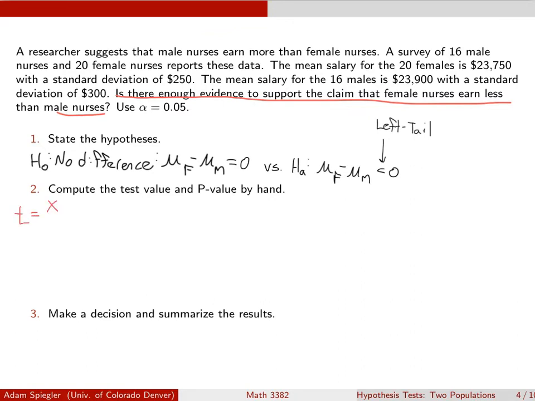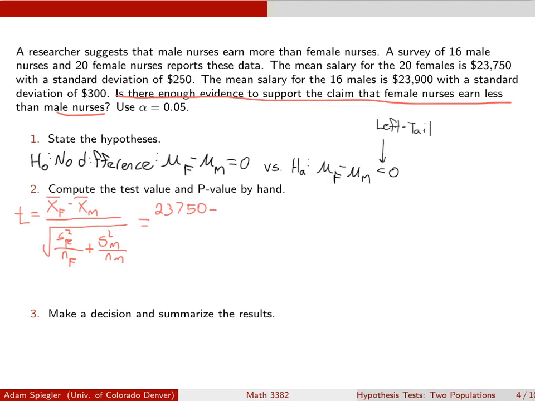We would have that t is equal to the observed difference, so that's x bar f for the female mean minus the mean salary for the males, and then we divide that by our approximation for the standard error, which is going to be the standard deviation for females squared over the number of females plus the standard deviation for the males squared over the number of males, and then we take the square root of that.